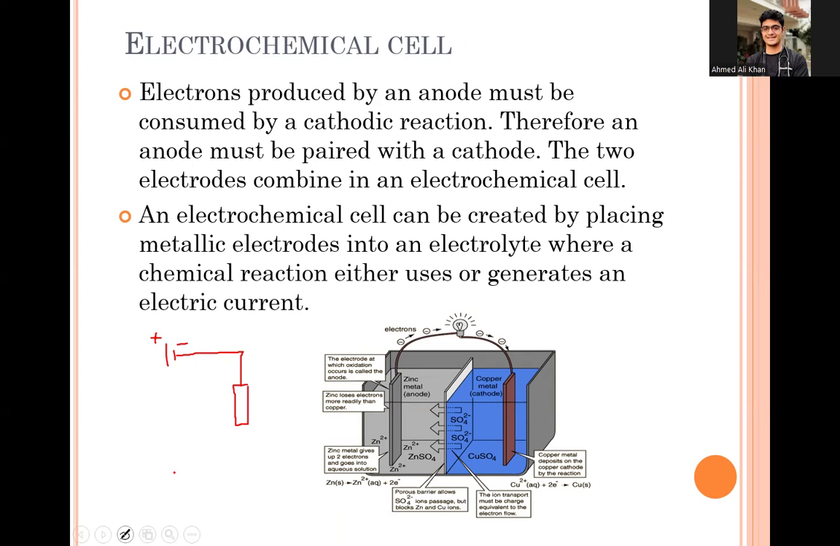So a negative electrode is the cathode, and the positive electrode is the anode, right? So we were looking at the electrochemical cell, and the negative electrode was the cathode. So the positive electrode is the anode.